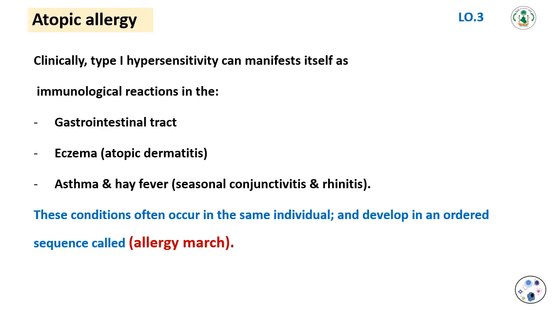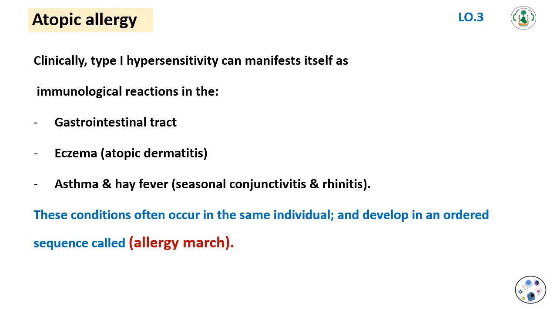Now, atopic allergy. Clinically, type 1 hypersensitivity can manifest itself as an immunological reaction in the gastrointestinal tract, eczema, atopic dermatitis, asthma, and hay fever. Hay fever is seasonal conjunctivitis and rhinitis. These conditions often occur in the same individual and develop in an ordered sequence called the allergy march.